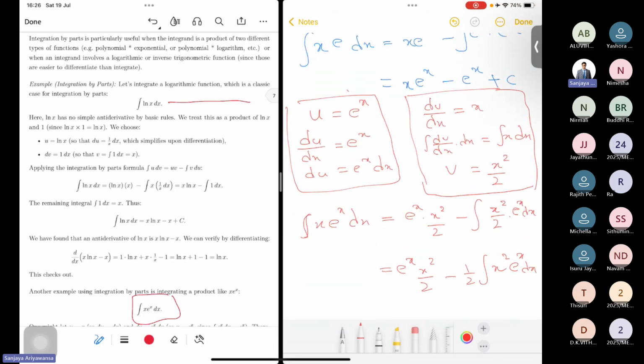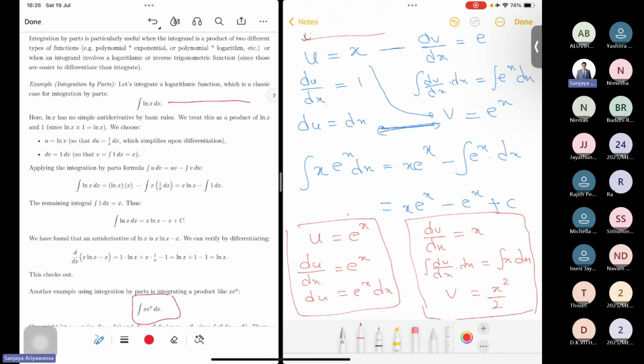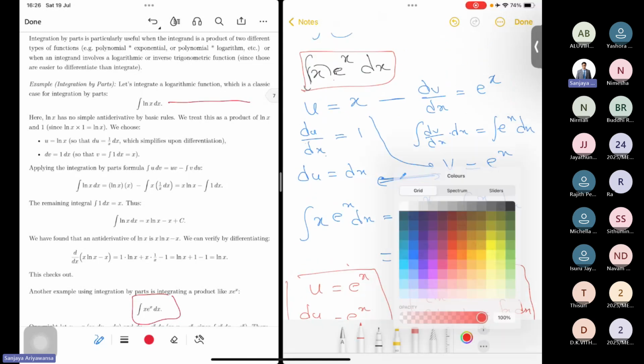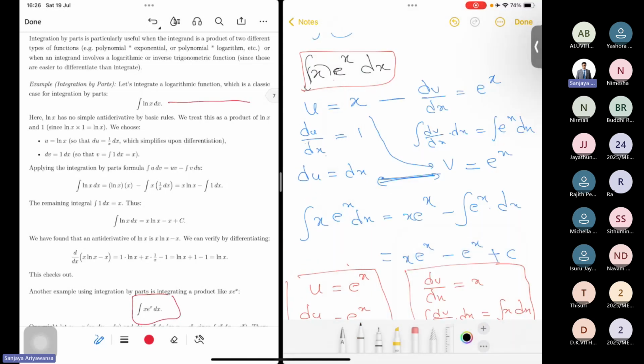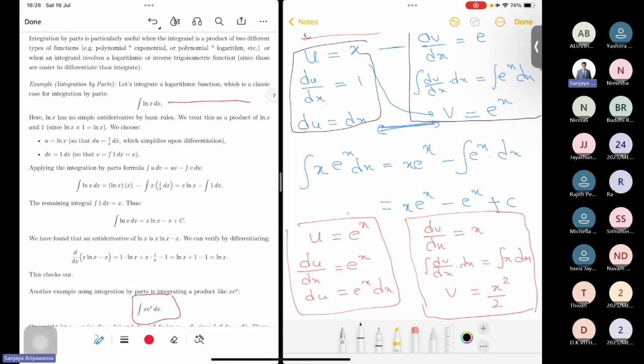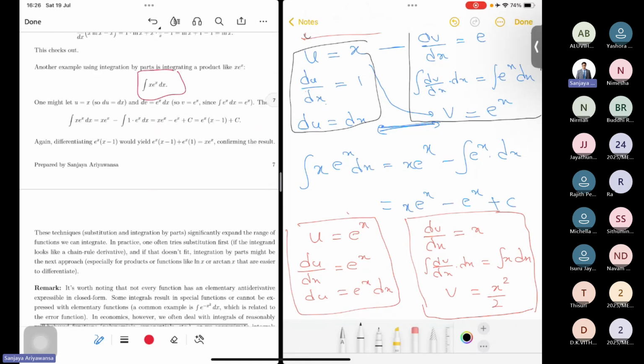So see, the functions you choose are critical. So this method doesn't work, right? You must choose u such that when you differentiate it, it simplifies like this over here. And then you choose the integral function such that you're also looking at simplifying it. When you choose it like that, your integration becomes much, much easier.